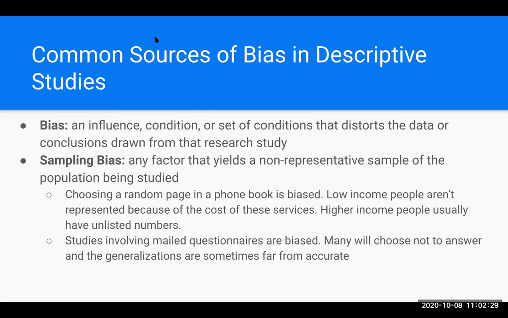Common sources of bias in descriptive studies. A bias is an influence, condition, or set of conditions that distorts the data or conclusions drawn from that research study. A sampling bias is any factor that yields a non-representative sample of the population being studied. For example, choosing a random page in a phone book is biased. Low-income people aren't represented because of the cost of these services. Higher income people usually have unlisted numbers. Studies involving mailed questionnaires are biased. Many choose not to answer, and the generalizations are sometimes far from accurate.